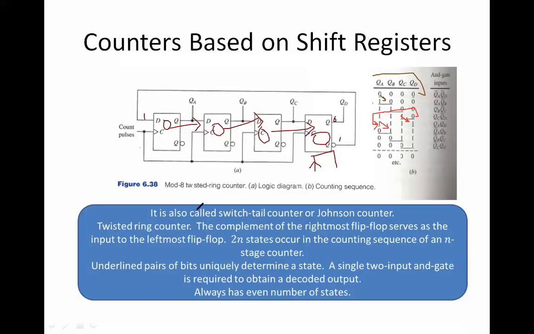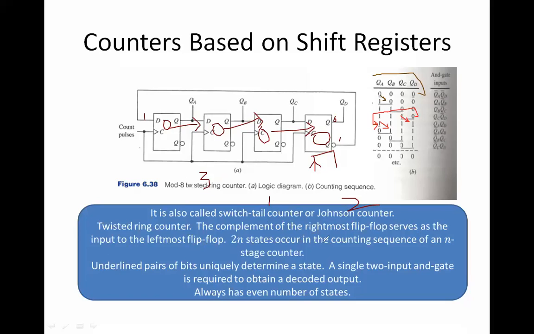Right. So it is also called switch tail counter or Johnson counter. Sometimes to confuse you, there are 3 names: switch tail counter, Johnson counter, mod 8 twisted counter. 3 different names for the same functionality. So don't get confused. Switch tail, Johnson, twisted ring counter. The complement of the rightmost flip-flop serves as input to the leftmost flip-flop. Yes, we have seen that.